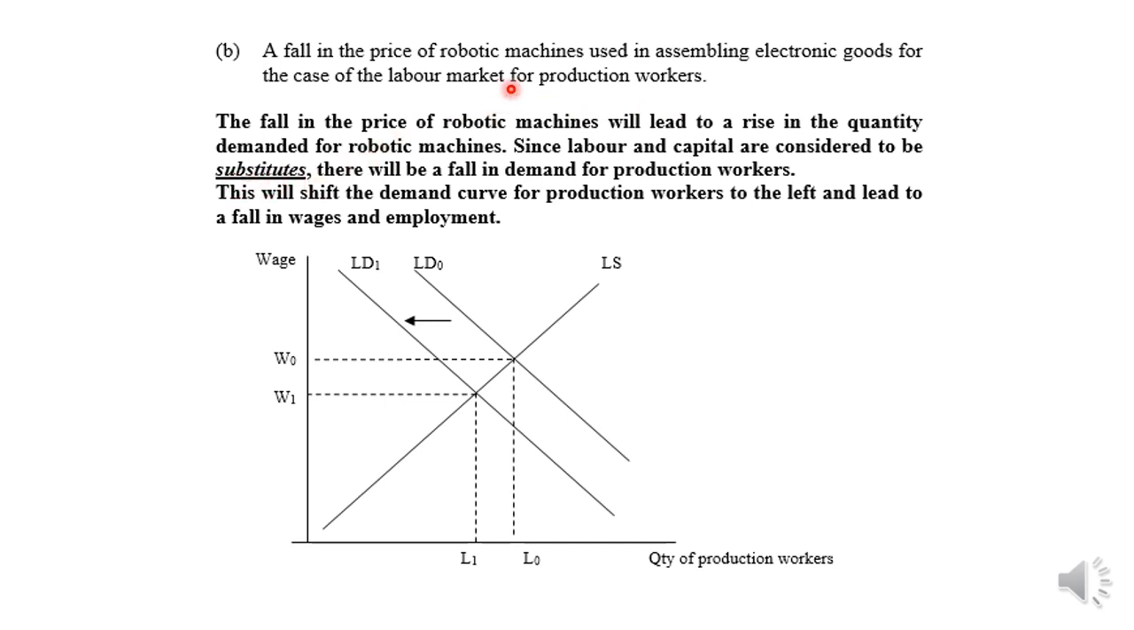So when machines becomes cheaper and their role is to replace the production workers, so producers would tend to use more machines since they're now cheaper. Okay, so you don't need so many workers, right? Because you decide to use more machines as machines are becoming cheaper. So demand for workers will fall. So when demand for workers fall, wages will drop and then employment will fall.